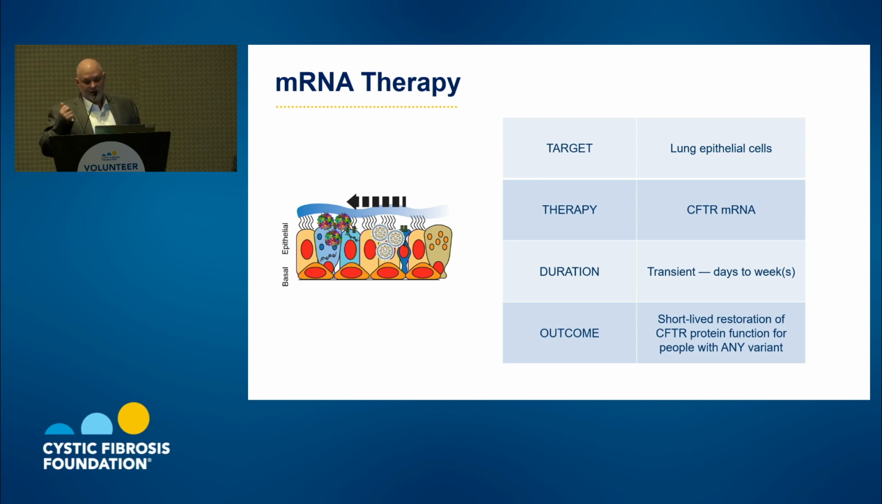Most of the programs are looking at aerosolized delivery to the airway. The delivery will be a CFTR messenger RNA molecule. We think the duration of this is probably days to perhaps a week. It's going to be short-lived because the messenger RNA, remember, is RNA, so it's replaceable in the cell and it will turn over. And the outcome of this will be short-term restoration of CFTR protein. For people with any variant, I think this is really the important thing, we're putting a new copy of CFTR in with this messenger RNA, and it doesn't matter what's then on the chromosome in the DNA, we can give a good copy of CFTR into these cells.